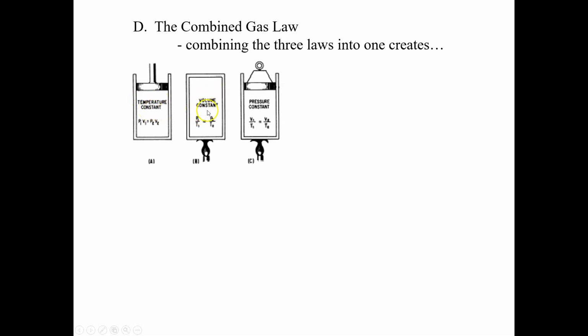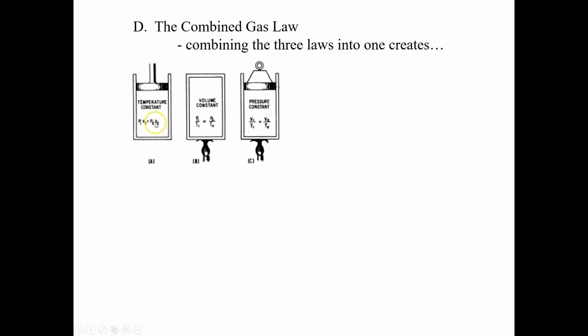Then we could look at Gay-Lussac's law, which is pressure and temperature. So P1 over T1 equals P2 over T2. That's assuming that your volume doesn't change, so this container would have to be one of those containers where the volume couldn't change. Or we could look at Charles' law, which was V1 over T1 equals V2 over T2. So volume and temperature, but the pressure didn't change.